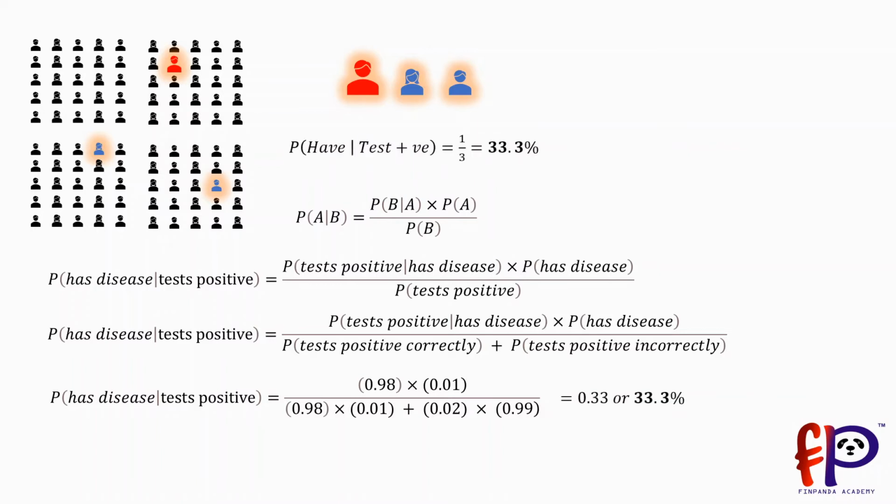The result of this expression is 0.33 or 33.3%. Notice how this result is very close to the approximate result we got earlier. And that is a real-world example of application of the Bayes theorem.